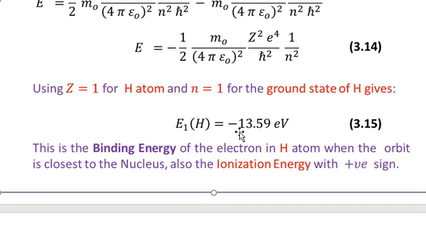So it means that for the electron in the first orbit, which is bound by this amount of energy, minus 13.59 electron volt, if you supply this much energy in the positive sense, that is, plus 13.59 electron volt, to such an electron in the first orbit of the hydrogen atom, then the electron will be ionized. So this is the binding energy of the electron in the hydrogen atom when the orbit is closest to the nucleus. It is also the ionization energy with the positive sign.